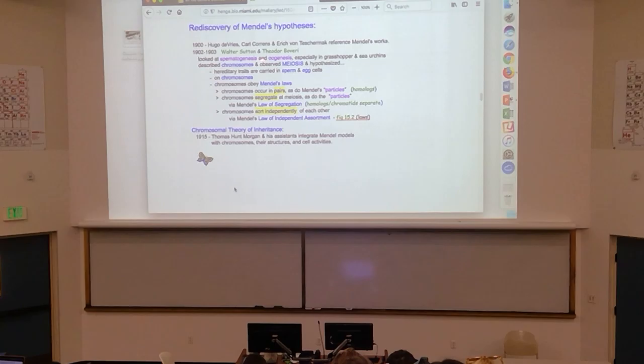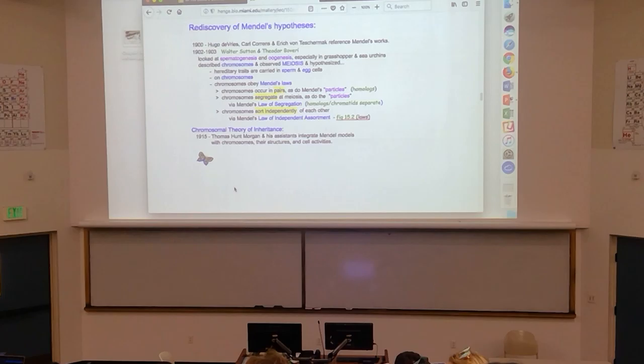Walter Sutton and Theodore Boveri were looking at the processes of forming sperm and egg cells in some insects, sea urchins and the like. And they made a couple of starting correlations between what Mendel had reported. First off, they discovered chromosomes. They recognized there were bodies during the divisional process that begin to condense, and you could see them during the divisional process. And that they're carried in sperm and eggs, okay? The hereditary traits follow Mendel's law. They occur in pairs, and they segregate during the meiotic process, and they sort independently.